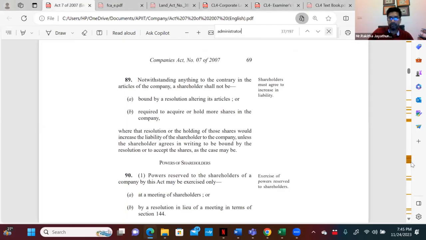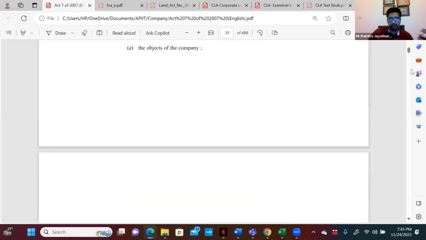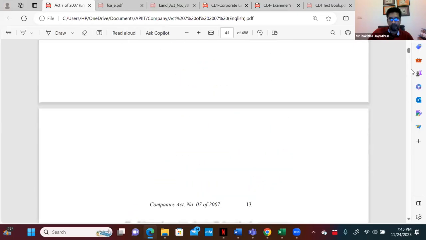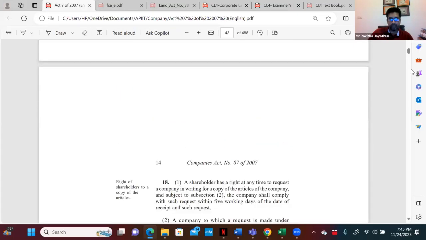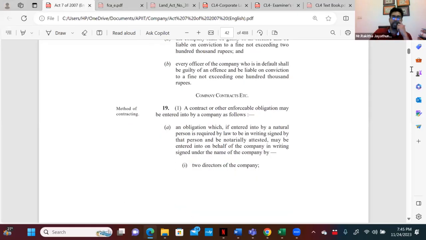In the Companies Act, here, company contracts, section 19. The answer is here. You can score 5 marks. Method of contract. Here, the answer is A. You can find the answer in 19(1)(a). Let's read it and see.